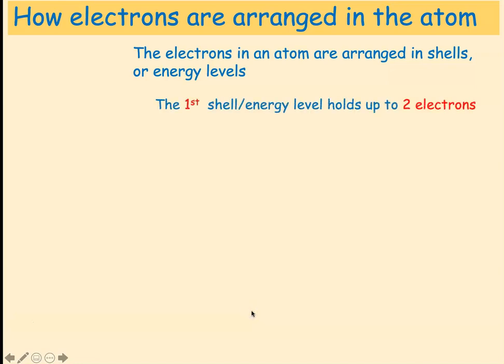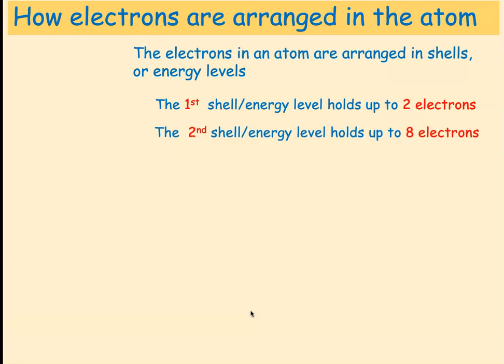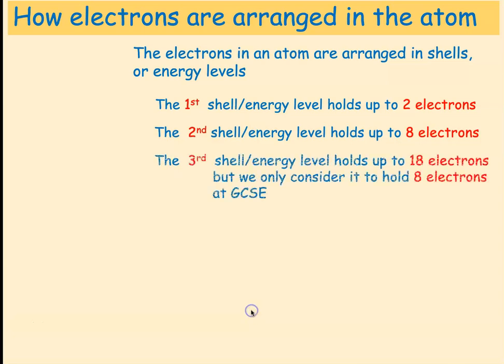The first of these shells holds up to 2 electrons. The second one holds up to 8 electrons. The third shell is a little bit more complicated. It does hold up to 18 electrons, but when we're filling them up at GCSE, we consider it to only hold 8 electrons. And the fourth shell will hold up to 18 electrons as well.